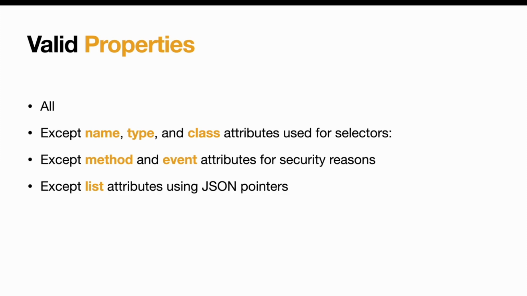So, what properties can you use in CSS? Almost all of them. The only exceptions are name, type, and class, since they are used to define selectors. You also can't modify code-related properties like method or event, for security reasons, and list-type properties aren't supported either, since they rely on JSON pointers or arrays. These formats are not supported in CSS.